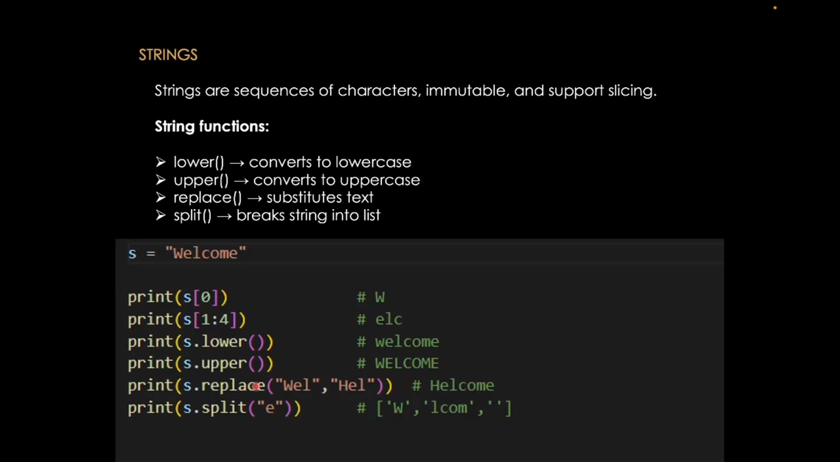Let's say we want to replace a few characters. So we can call replace. We can give the characters which are to be replaced and the new value. So if we say replace WEL with HEL, it will become Helcome. We can also split the string, like split E. So it will split the string based on the E. E we have at two places, so it will split it like this.